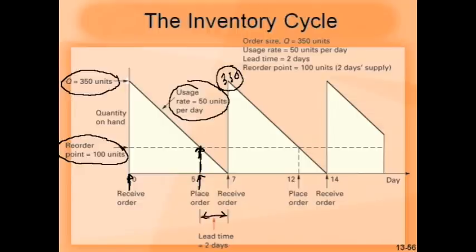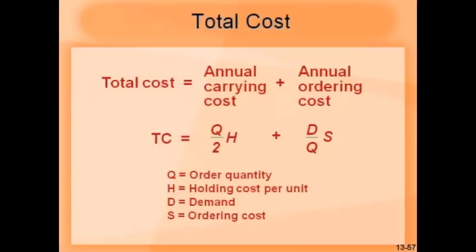Now, if you look at cost involved in any inventory situation, there are two components. One is annual inventory carrying cost. H you can see here is the holding cost per unit. Q is the quantity. So why do we use Q by 2? So Q by 2 is the average in the previous chart.